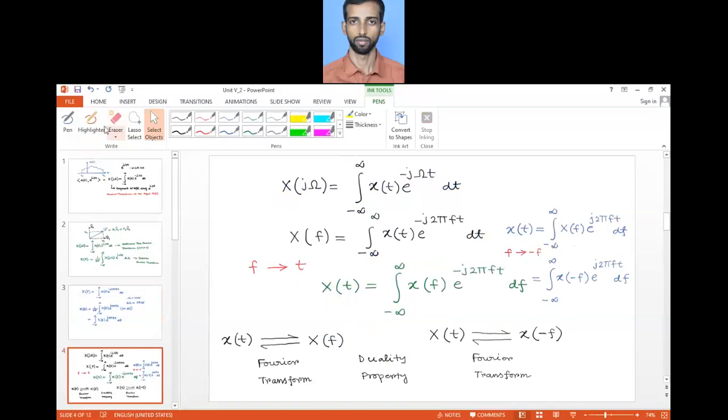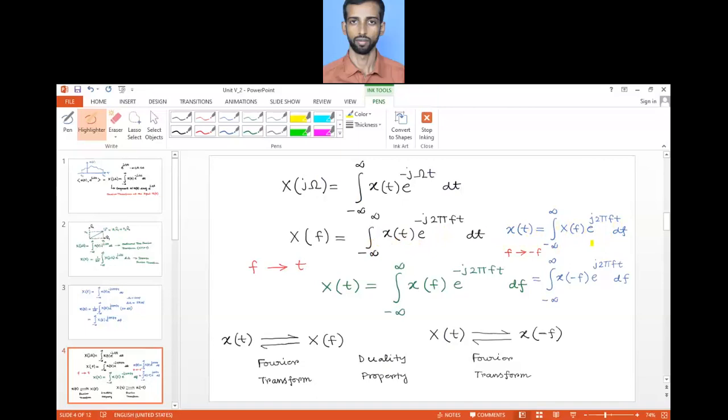So here we have mentioned both of these two representations: x of j omega is equal to the integral from minus to plus infinity of x of t e to the power minus j omega t dt, and x of f is equal to the integral over minus to plus infinity of x of t e to the power minus j 2 pi f t dt. Now, what about the corresponding inverse Fourier transformation for the second representation? This inverse Fourier transformation x of t can be represented as the integral from minus to plus infinity of x of f e to the power j 2 pi f t df, as you know very clearly.